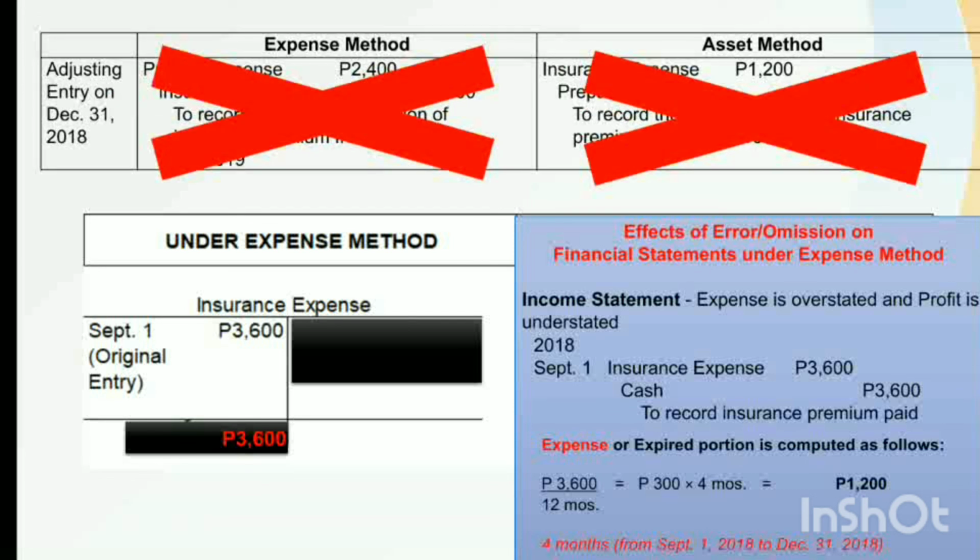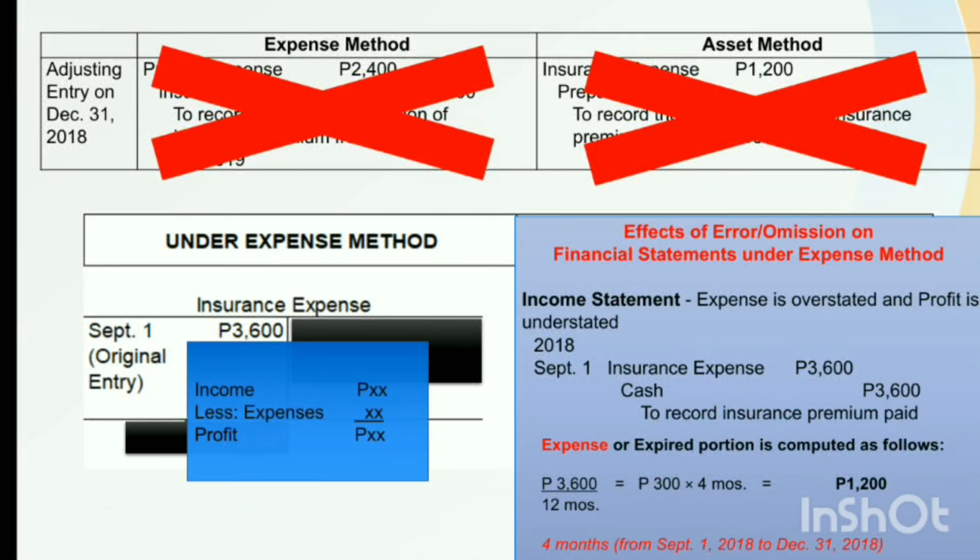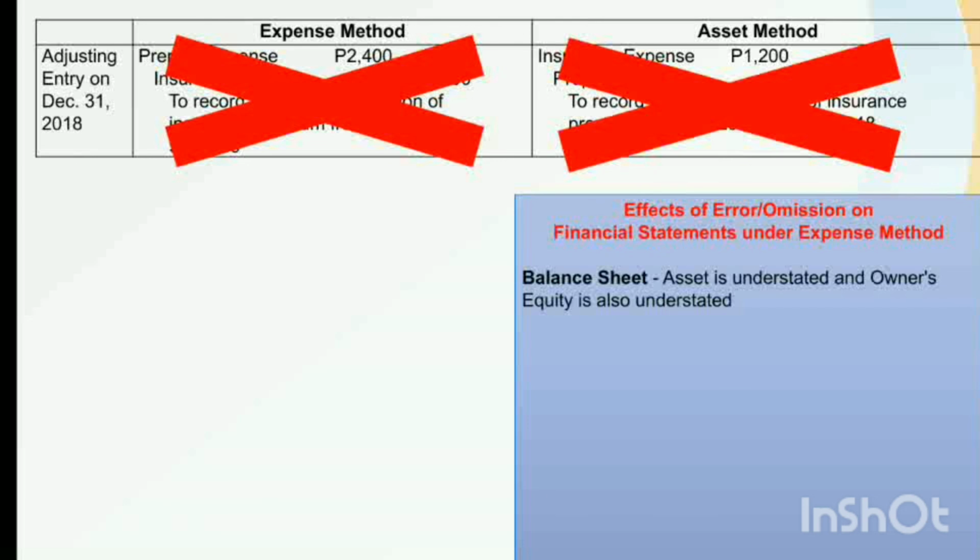And since overstated ang expenses, so as a result, understated yung profit. Kasi in order to get profit, you need to deduct the expenses from the income. So kung sobra yung expenses mo, di mas maliit yung magiging profit mo. And since profit is understated, so kasunod na dyan, understated din yung magiging owner's equity. For the balance sheet, if there is no adjusting entry under the expense method, asset is going to be understated.